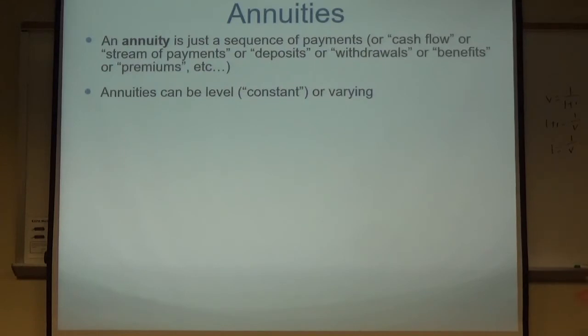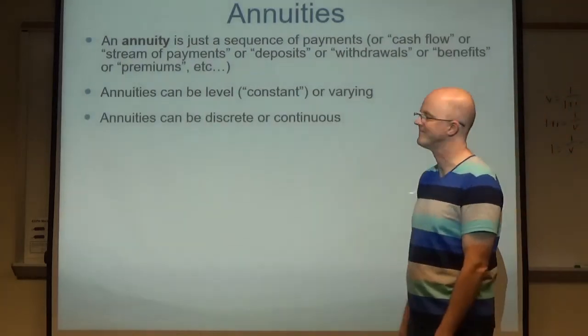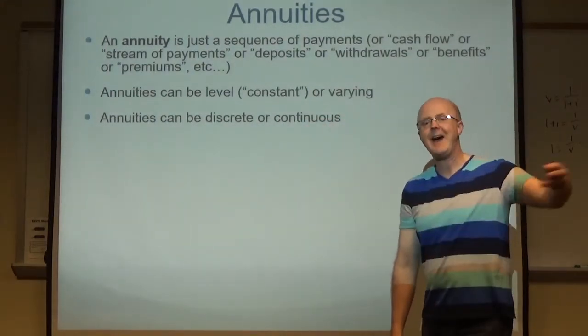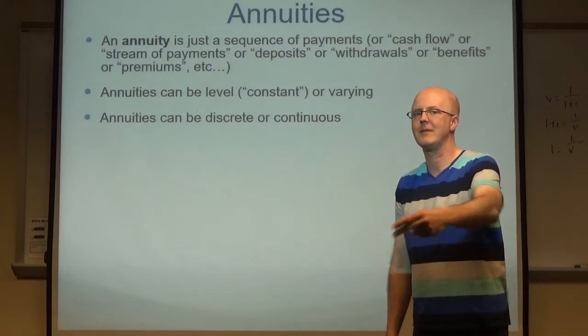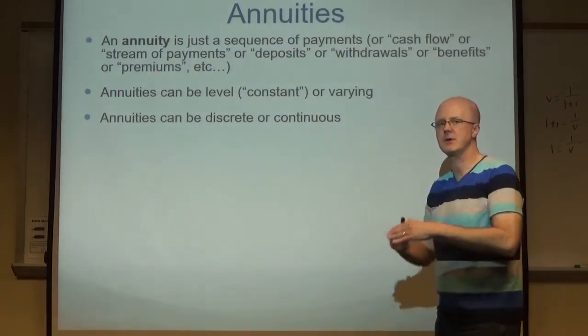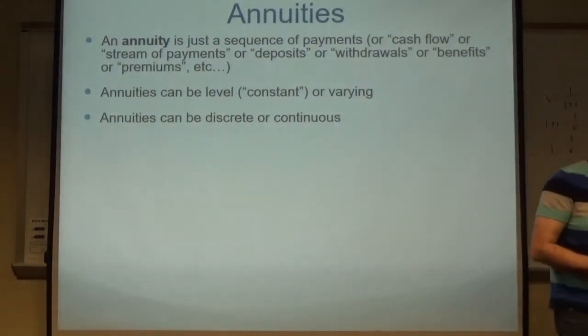Annuities can be level or constant, or they can vary. They can be discrete or continuous. Discrete would include finitely many payments, not phi, but finitely many. It can include countably infinitely many payments, like one, then the next, then the next, then the next. Or they can be what's called continuous, where you imagine money flowing constantly every second, every millisecond.